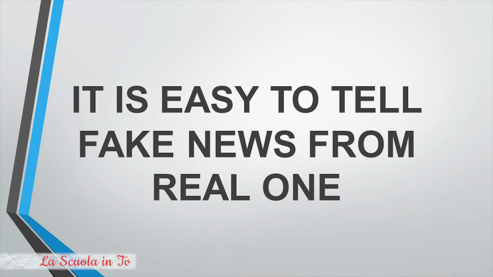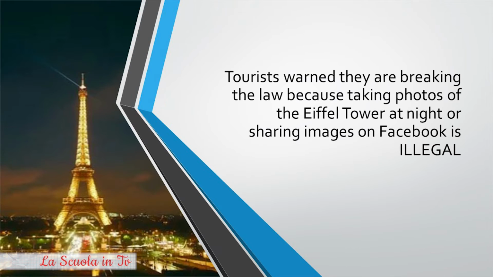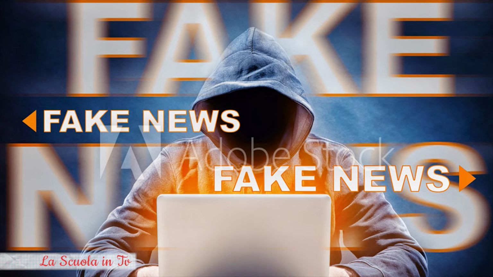At this point, we may think that telling fake news from a real one is easy, but it's not so. Look at these other two articles. In the first one, we have an Australian boy who plotted a terrorist attack using kangaroos. In the second one, instead, the headline reminds us that taking a photo of the Eiffel Tower at night is illegal. If we read only the headlines, they seem both a little bit incredible, and they could be both fake or both real, or one fake and the other real.